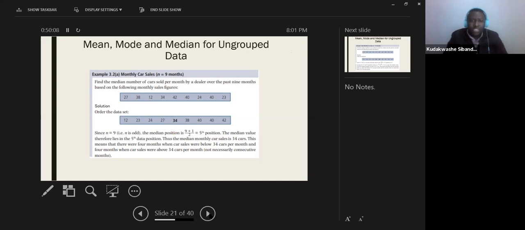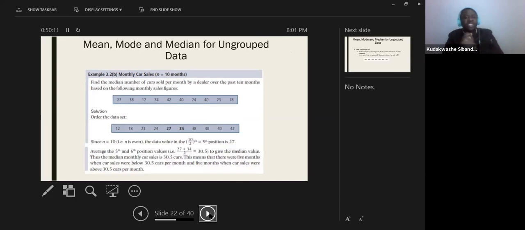So let's look at an instance where the number of observations is 10. In this case, it's not 9, so it's now 10. What we do, the same thing again, we order the data into ascending or descending order. And then since n is equal to 10, you just say 10 divided by 2, which is the 5th position. So you have to identify the 5th position: 1, 2, 3, 4, 5. So the 5th position is this one.